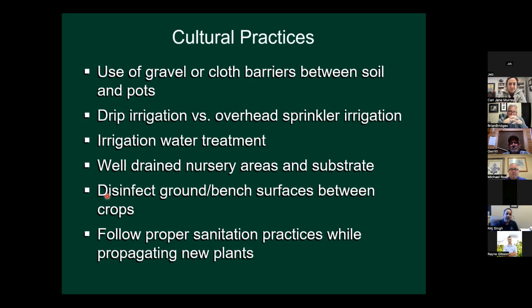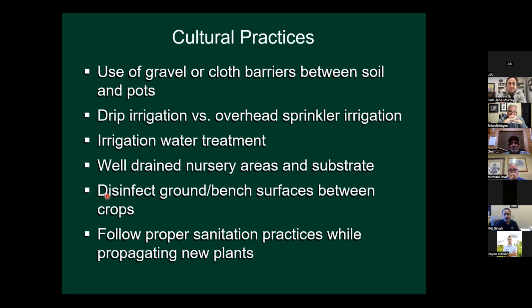I like drip irrigation, but sometimes you don't have that capacity, or it's just too much because of the sheer size of the nursery. Overhead sprinkler irrigation is okay, but if you do it, have the gravel barrier and do it early in the morning, okay? As early as you can, because you want them to settle down and have no water going up in the evening hours.